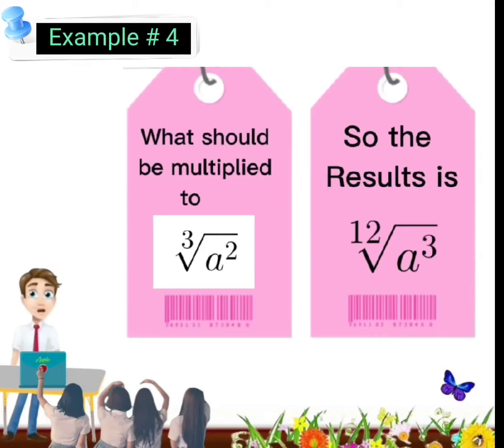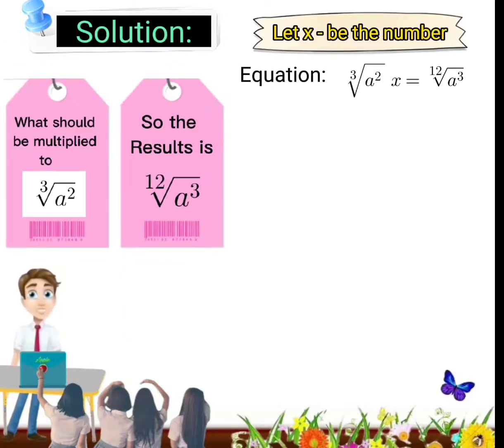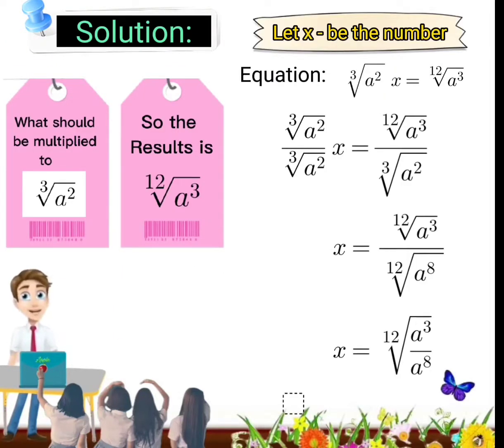Okay, so let's proceed now to example number 4, and this will be our final illustration for today. What should be multiplied to the cube root of a raised to 2 so that the result will be the 12th root of a raised to 3? Okay, so here is our solution.